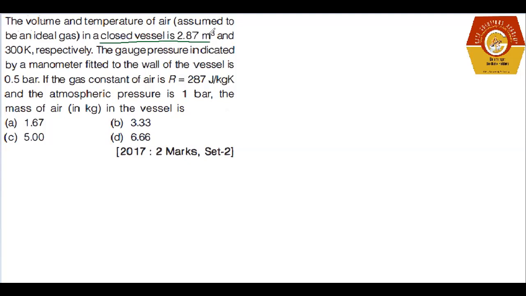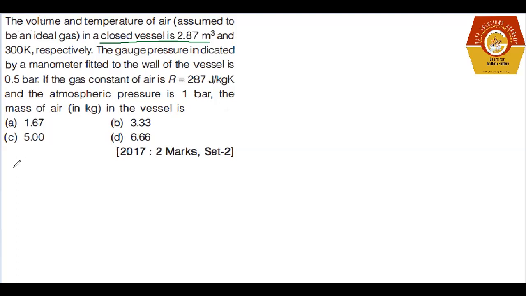The gauge pressure indicated by a manometer fitted to the wall of the vessel is 0.5 bar. If the gas constant of air is R = 287 joule per kg Kelvin and the atmospheric pressure is 1 bar, the mass of air in kg in the vessel is, right? So the four options are given. We need to find out the correct option.